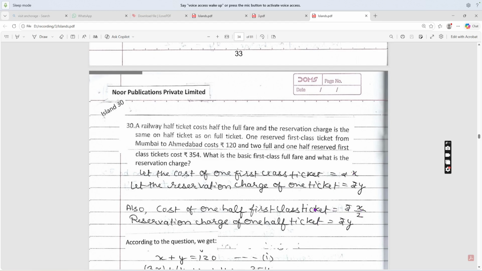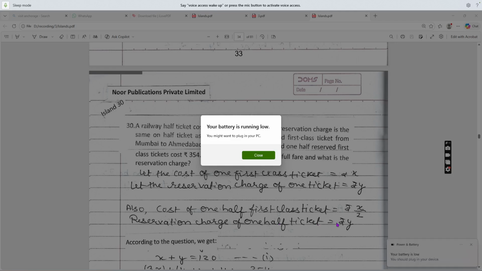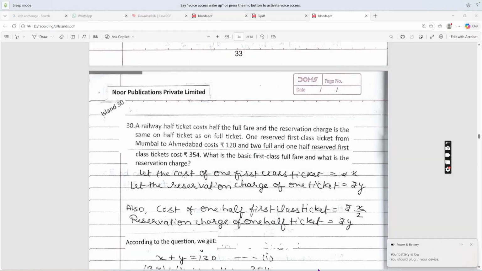And the reservation charges in both the tickets are the same, which is clearly mentioned here. The reservation charges are the same on a half ticket as on a full ticket. So we can let the reservation charge of one ticket be Y rupees. The reservation charge of one half ticket is also equal to Y rupees.